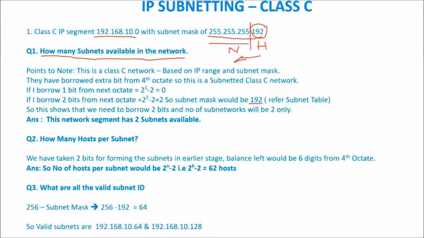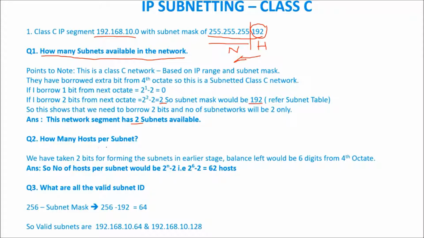With this, we have to close this number. We cannot proceed further. So what is my conclusion? This network segment has 2 subnets available. How am I coming to the 2-subnet calculation? I come to know they borrowed 2 bits, and as per the subnet table, you have to refer to the subnet table. If I borrow 1 bit, it is 128. If I borrow 2 bits, it is 192. Since I'm borrowing 2 bits, the mask will be 192. So I'm concluding this network has 2 subnets.